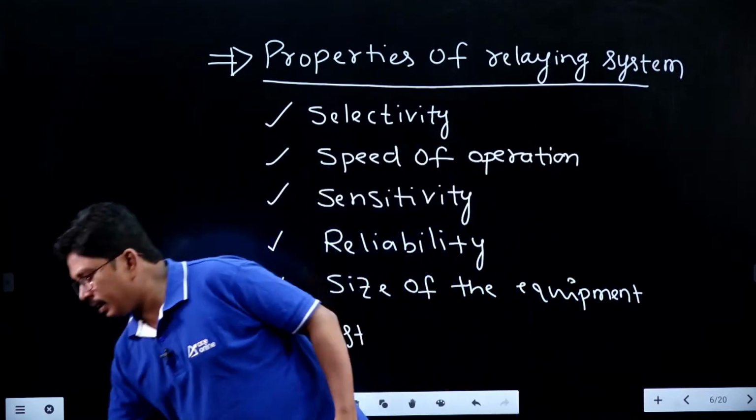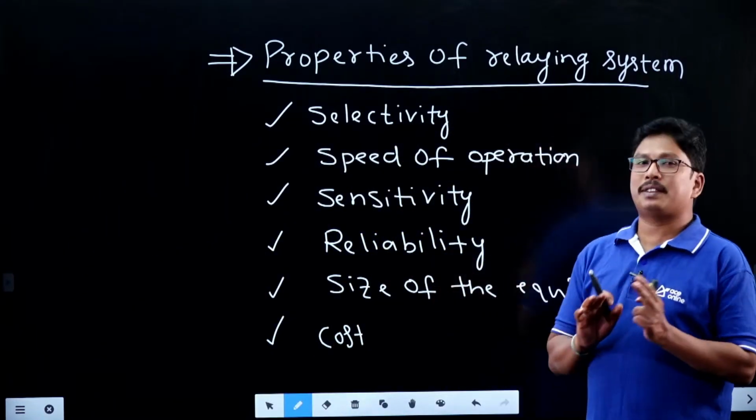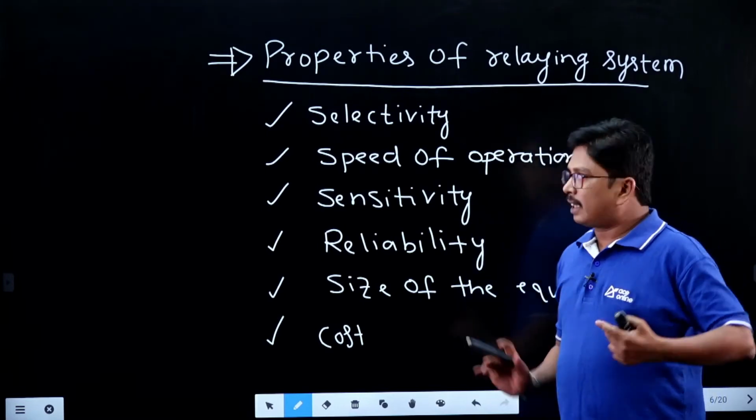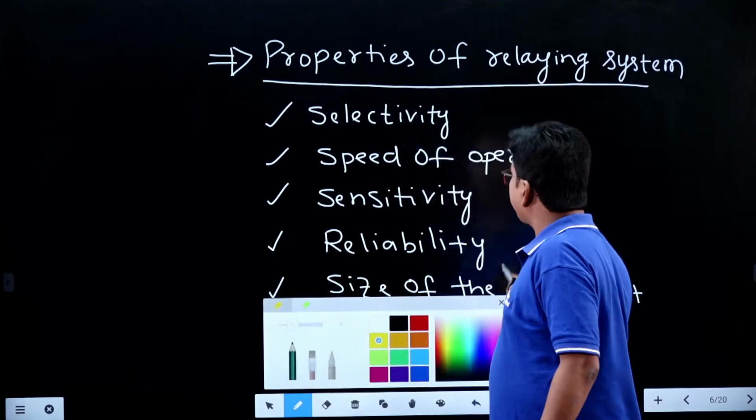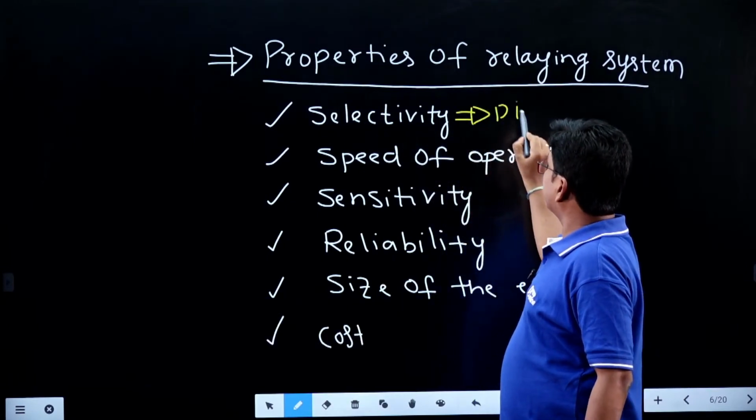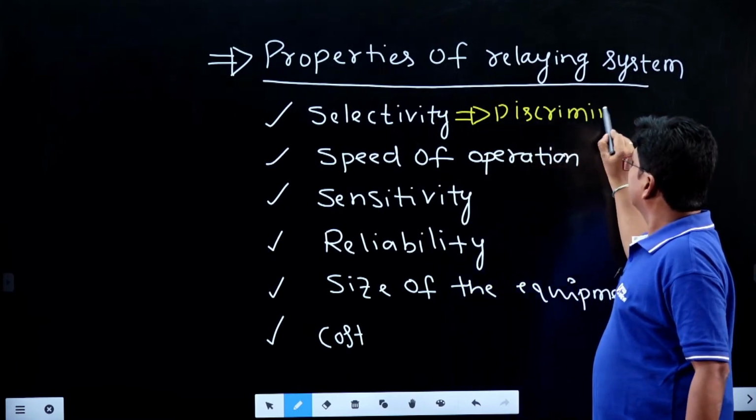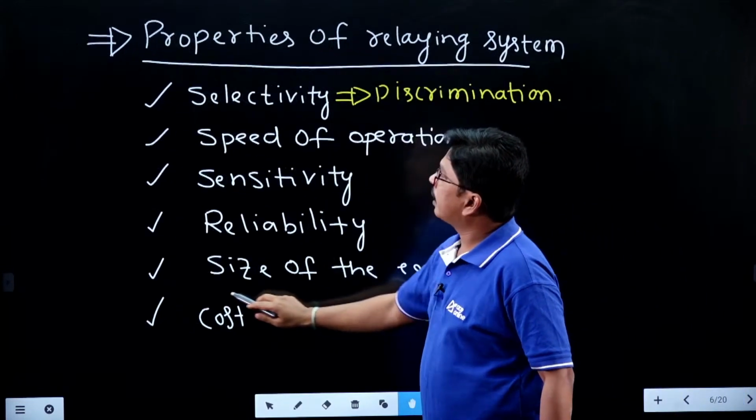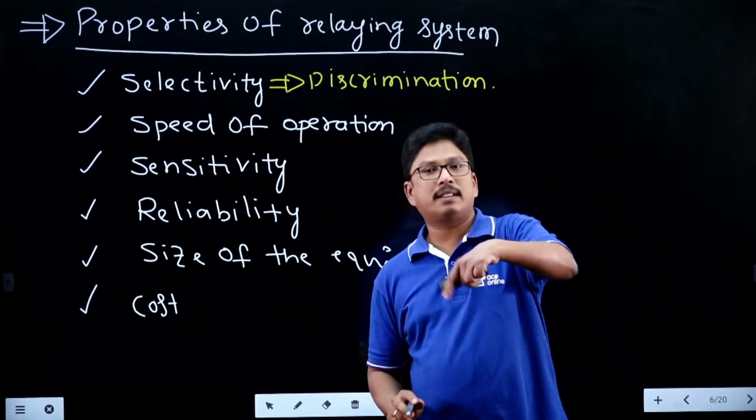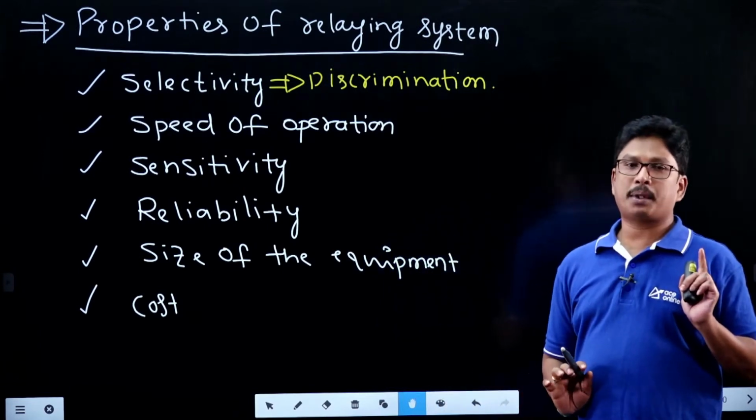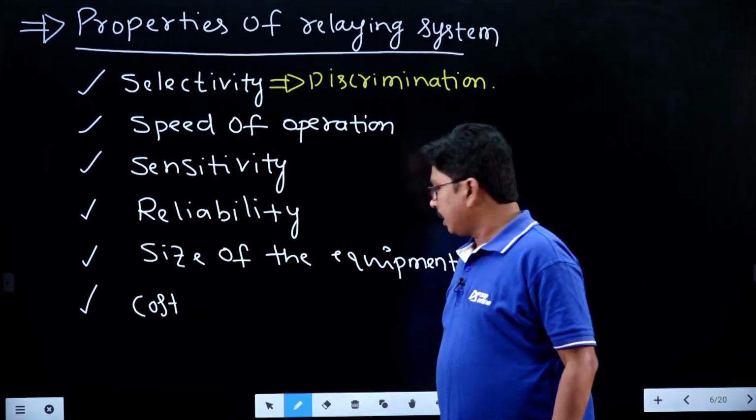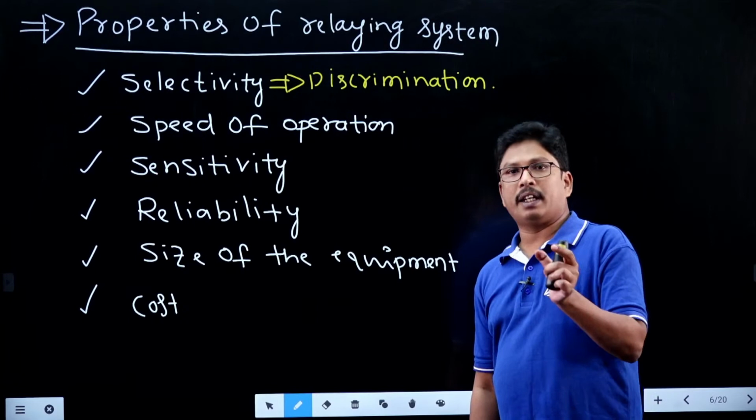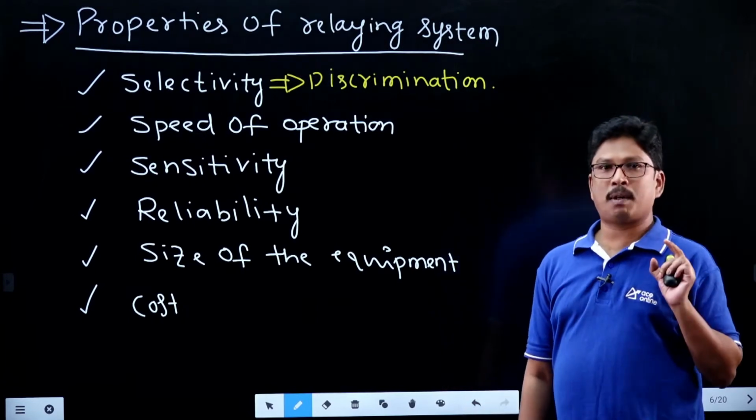Now, after maintaining this, first of all, what is the meaning of selectivity? Selectivity is nothing but discrimination. It is called discrimination. The selectivity can be achieved by two aspects: the unit system of protection and the non-unit system of protection, right? So discrimination means the relaying system, whatever you are going to design, is able to discriminate between the unit system of protection and the non-unit system of protection.